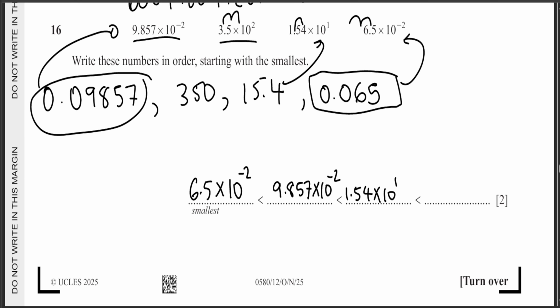And finally 350, which is this. So write it here, 3.54 times 10 power 2. And therefore, those are your answers.